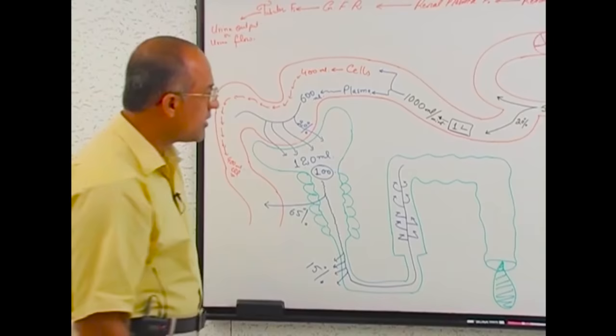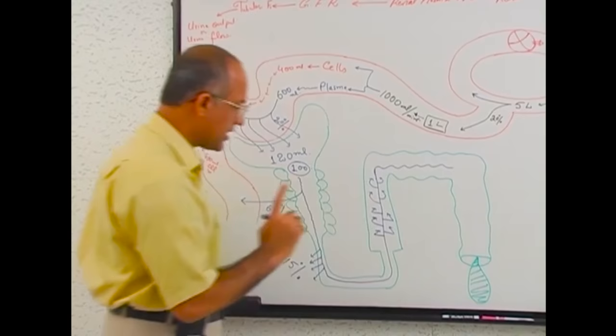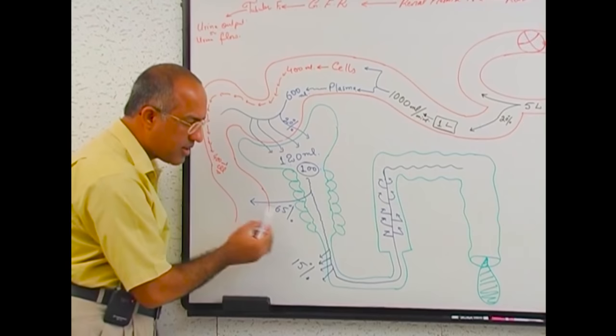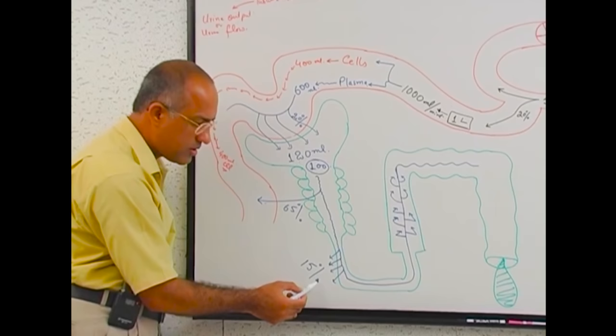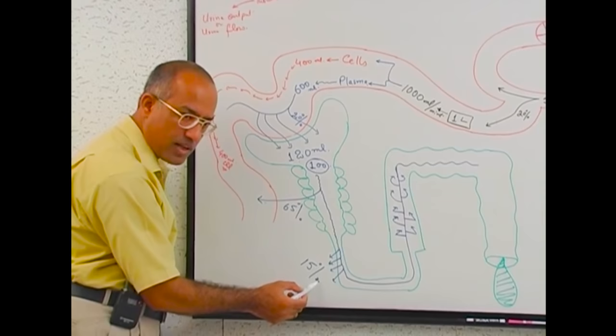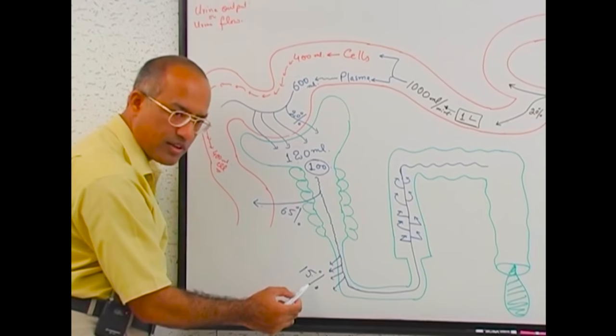Then the tubular fluid will reach the distal convoluted tubule. Now you have to understand it. We had originally 100 ml here and 65 was absorbed here. What was entering here? 35 ml. Out of that 35 ml, how much is reabsorbed here? 15. So how much does it become? 80 ml. Reabsorption is 65 plus 15, about 80 ml is reabsorbed. How much is moving forward? About 20 ml.